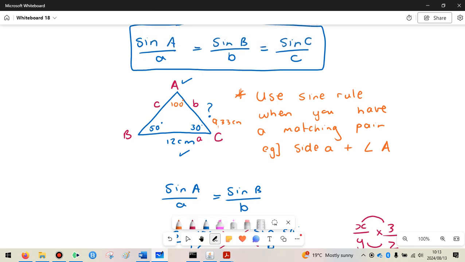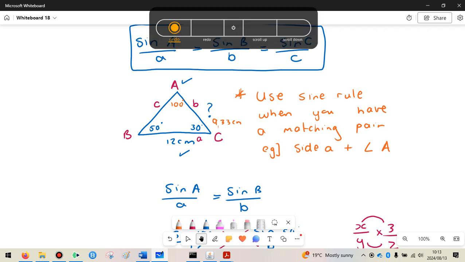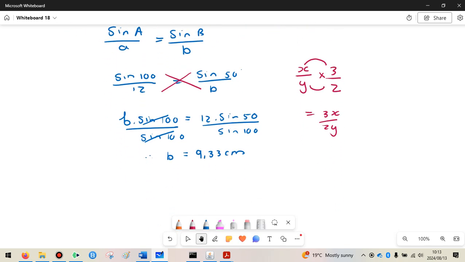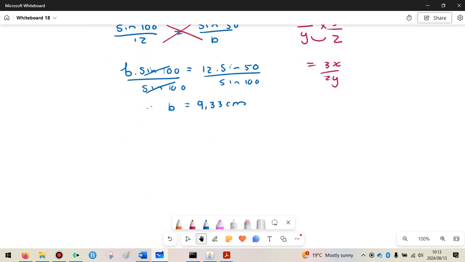Obviously we can't use Pythag to work out this side here because it's not a 90-degree triangle, so don't be tempted to do that. So you use sine rule when you have a matching pair, like side A and angle A, or side B and angle B. Then let's go on to cosine rule.